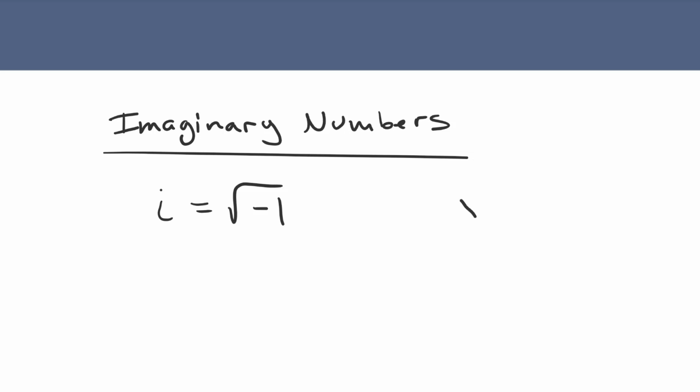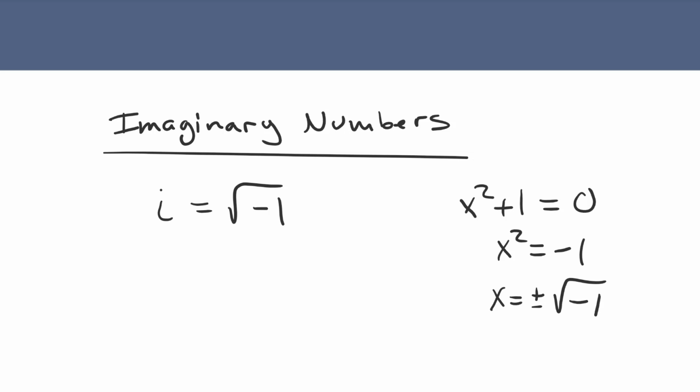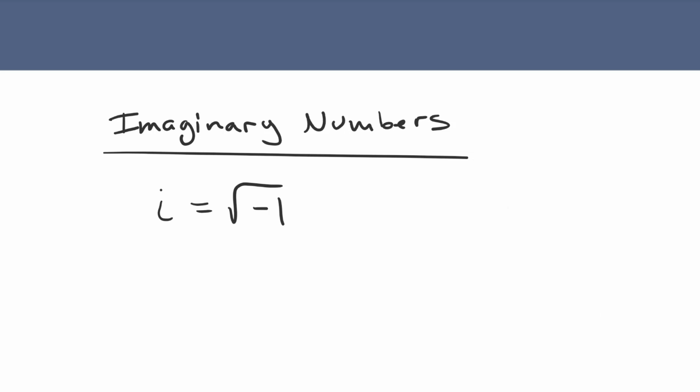Starts off with just this basic idea that x squared plus 1 is equal to 0. x squared is equal to -1, and then x is equal to plus or minus the square root of -1. There's no solution to this in the real numbers. But somebody back in the day went, you know what, let's come up with some new number system. We're going to call it the complex number system. And in the complex number system, we're going to use imaginary numbers.